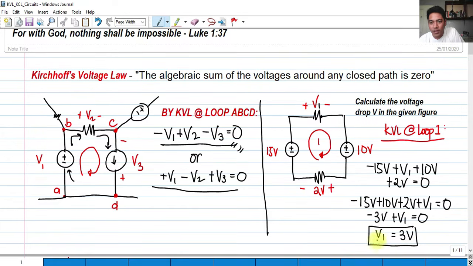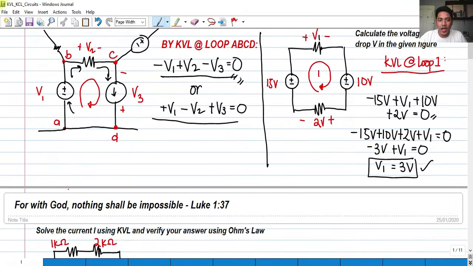If you plug this 3 volts into this equation, the answer would be 0 because it would not violate the KVL equation. So that's how we solve some simple problems in Kirchhoff's voltage law. So this is 3 volts. Okay, so that's how we do it.